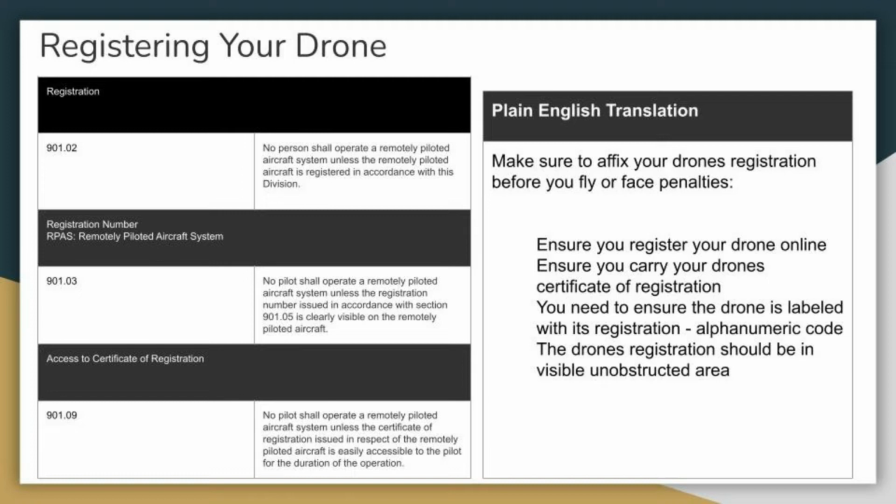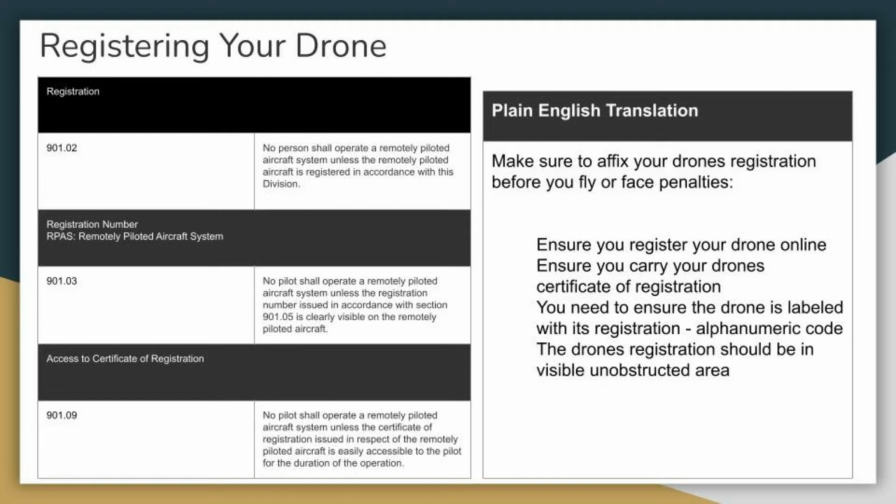According to Transport Canada, they state the following for 901.02: no person shall operate a remotely piloted aircraft system unless the remotely piloted aircraft is registered in accordance with this division. In addition, they state that the registration number needs to be issued in accordance with 901.05 and is clearly visible. And no pilot shall operate a remotely piloted aircraft system unless the certificate of registration issued in respect to the remotely piloted aircraft is easily accessible.